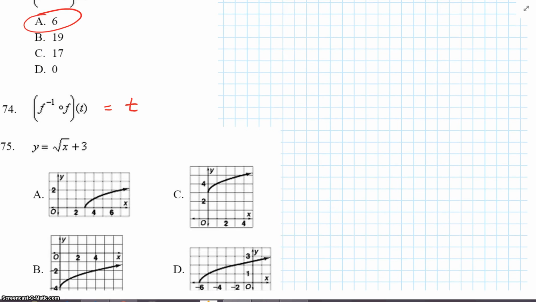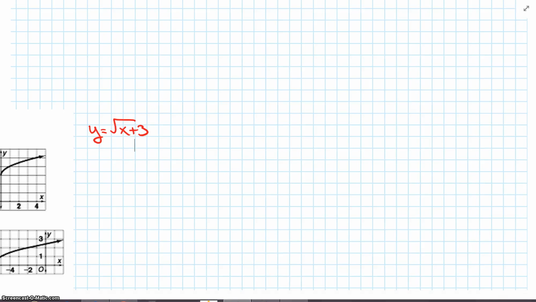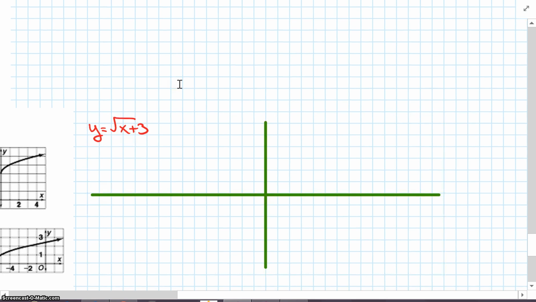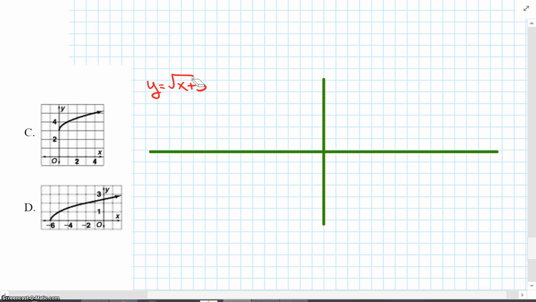All right, 75. The square root of x plus 3. So y equals the square root of x plus 3. We're not going to use multiple choice on this. We're going to drop a graph and do it ourselves. Give me a second to set it up. The big thing is 3 is not underneath the radical, so let's clarify that.